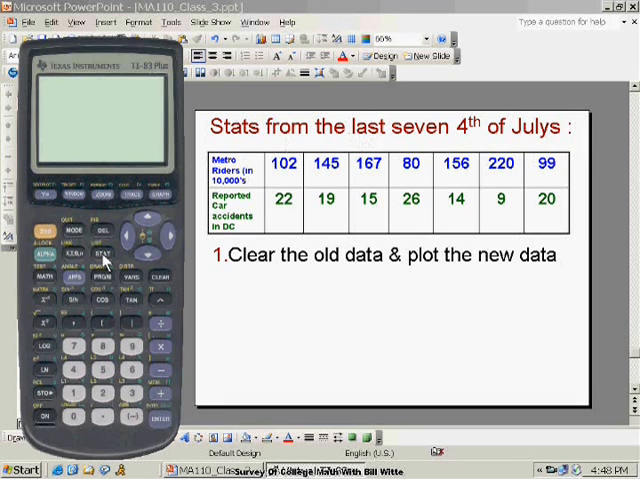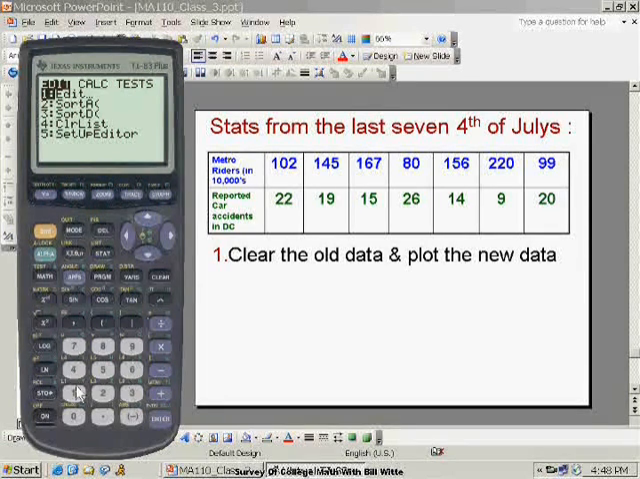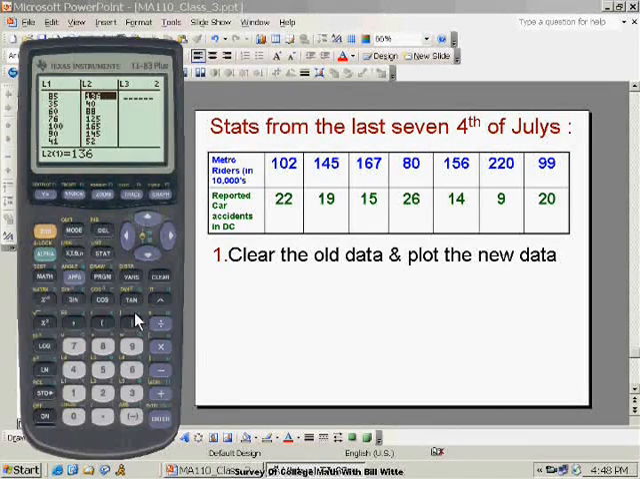So let's see. I'm going to hit stat. Got to turn it on. Hit stat and the editor, which will be 1. And let me get in here, and I'm going to start deleting and putting in numbers, or overwriting even. I'm going to put 102, enter. 145, enter. 167, enter. 80, enter. 156, enter. 220, enter. And 99, enter. Now the rest of these values I'm going to have to delete. So I'm just going to delete, delete, delete, and I'm done.